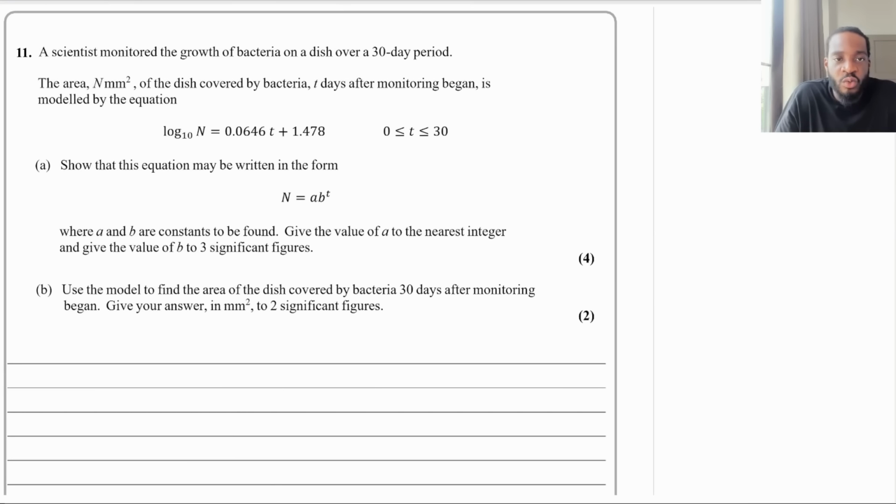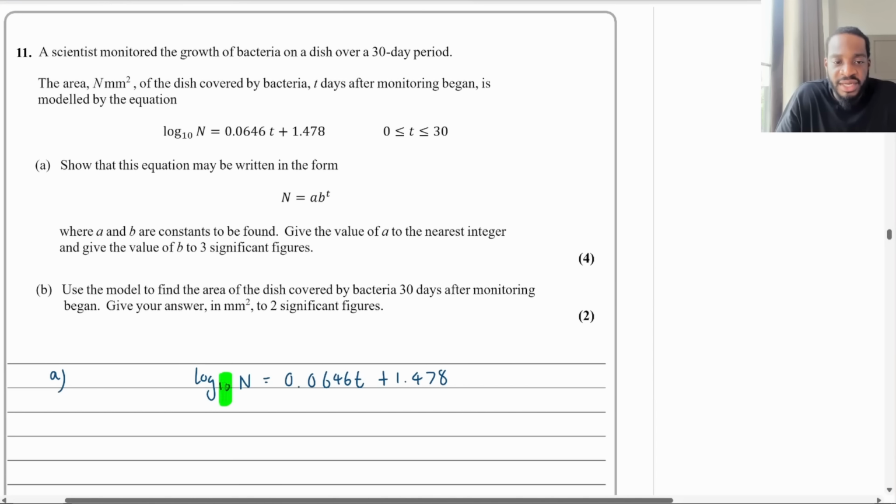This is 4 marks. So what I'm going to do is start off with the original equation in terms of the log. So log base 10 of n is equal to 0.0646 t plus 1.478. And then if I look at the show that, there's no log in it, so I need to get rid of that log. To get rid of it, let's look at this base 10. The base is 10, so we're going to raise both sides with a base of 10. So it's going to be like that.